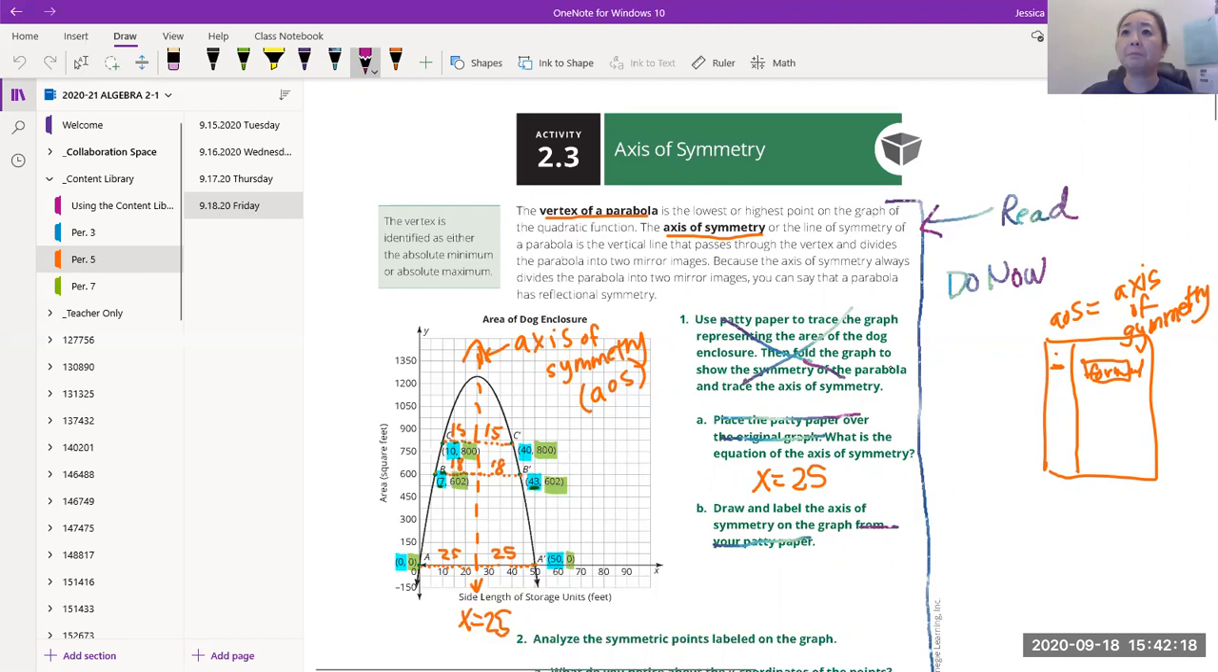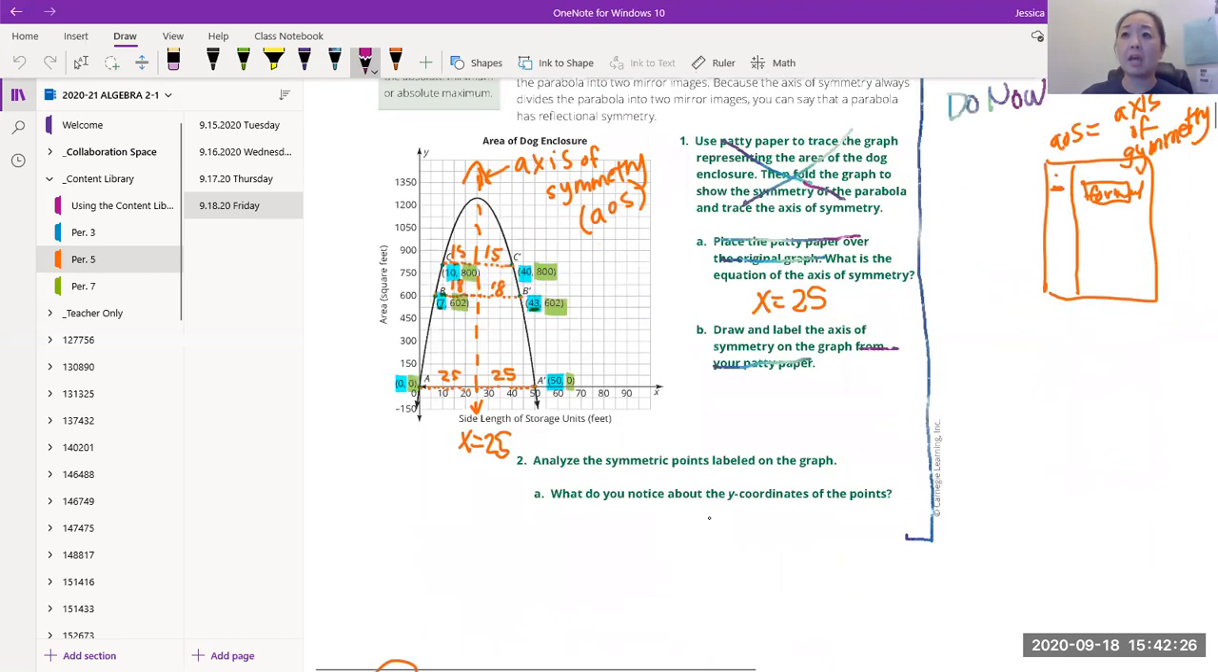All right, so now, remember we started this with our do now. If you were not in class, this would be a good time to stop, read this section, and then do all the way to number 2A. So feel free to pause. And if you did it and you just want to review, then continue.